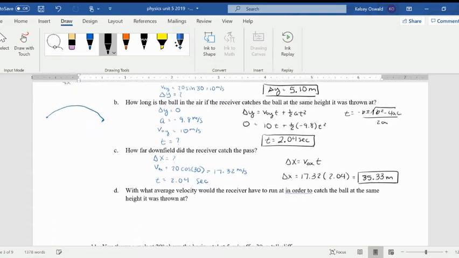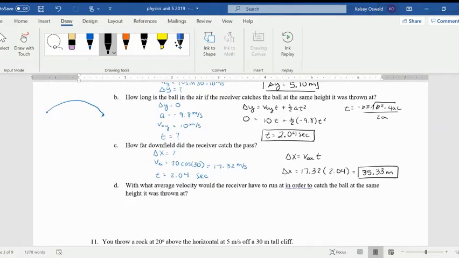Okay. All right. So then in part D, we want to find what average velocity does the receiver have to run in order to catch the ball. So we know our equation for average velocity from Jeff. And remember, this was displacement over time. So that receiver is running horizontally.